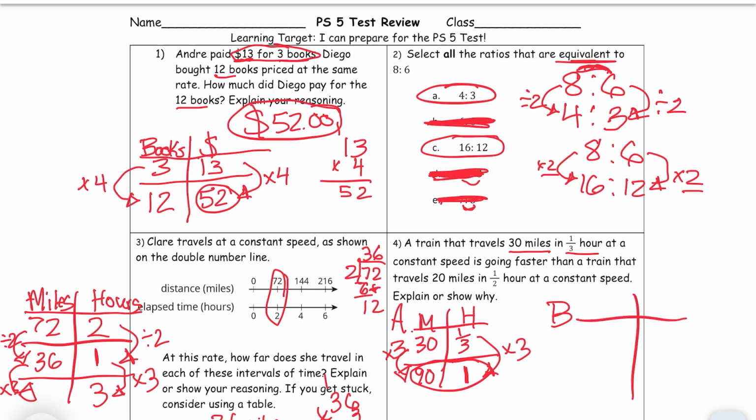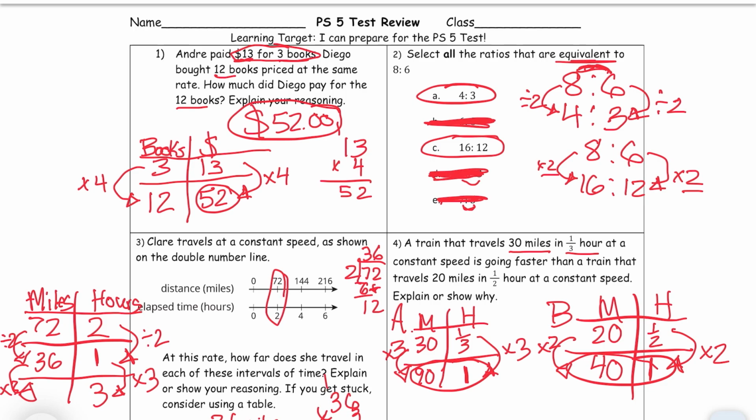The other one, let's see, is miles and hours. So we are going 20 miles in a half of an hour. So I'm trying to see in 1 full hour. So I know 1/2 times 2, because there's 2 half an hours in an hour, is 1 hour. So I'm going to do 20 times 2. And 20 times 2 is 40. So this one's going 40 miles an hour.